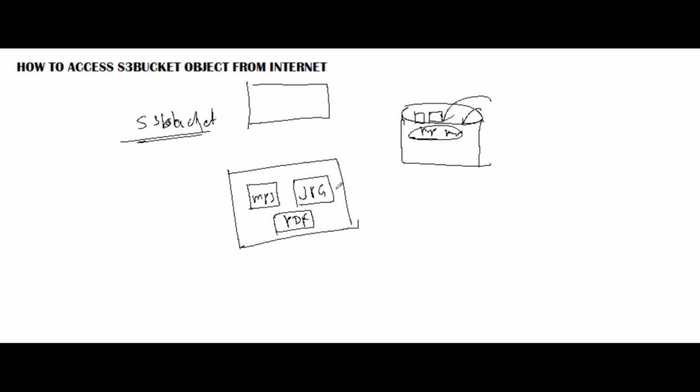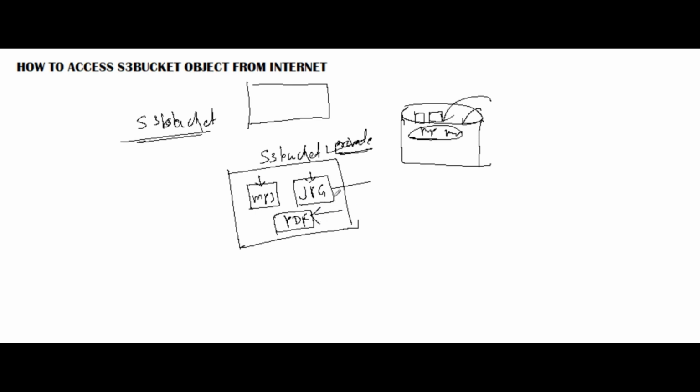In real time, it is always recommended that we should always keep this S3 bucket as private. When we create the S3 bucket as private, the objects inside the S3 bucket are automatically created as private. This JPG, PDF, MP3, all these objects will be private.